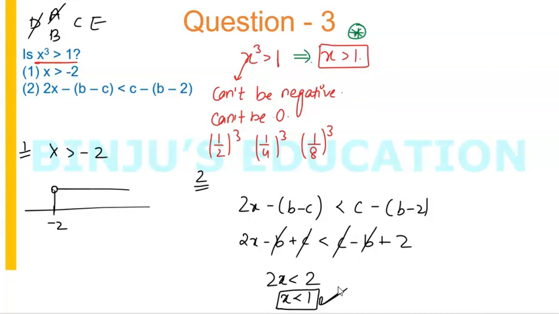So do we have a conclusive answer? Yes, we do. The question is, is x greater than 1? The answer is no. Using the second statement, we can simply say the answer is no. Is no a conclusive answer? Yes, it is, which means the answer is B.